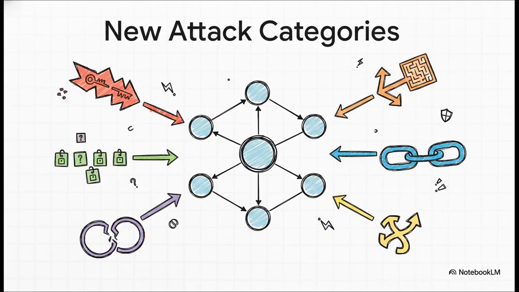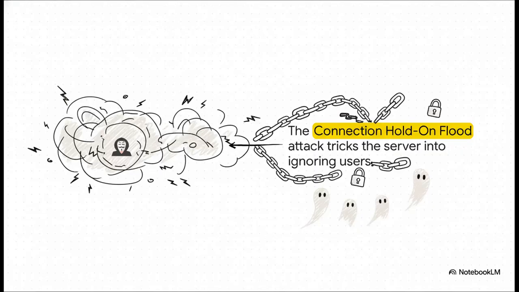And what's even crazier is that these weren't just slight variations of bugs we already knew about. The research uncovered 6 entirely new categories of logical attacks. You have things like a crypto flood, which tricks a server into doing tons of expensive decryption work on junk packets, or the connection hold-on flood, which can trick a server into keeping connections open forever until it just runs out of resources. Let's zero in on one particularly clever attack they found, the connection hold-on flood.